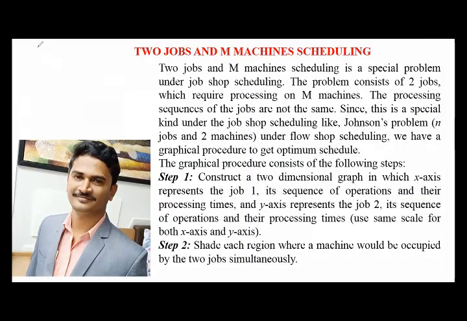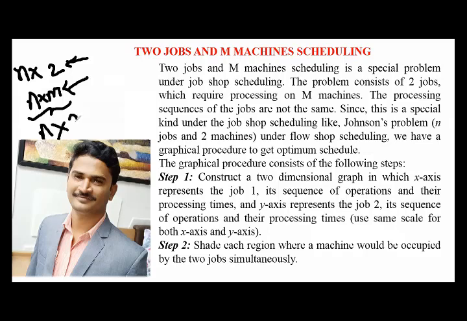Johnson's principle resolves two types of problems. One is the n jobs two machines problem we solved, and the other is the n jobs three machines problem, which we solved with the help of Johnson's principle. Here we are using Johnson's principle, and here we are using the extension of Johnson's principle. In the extension, we converted the n jobs m machines problem into an n jobs 2 machines problem.